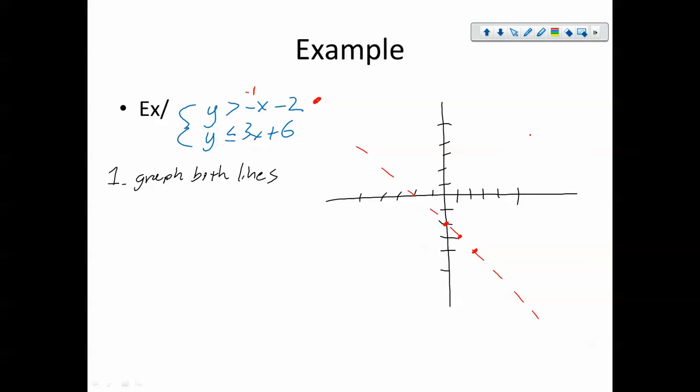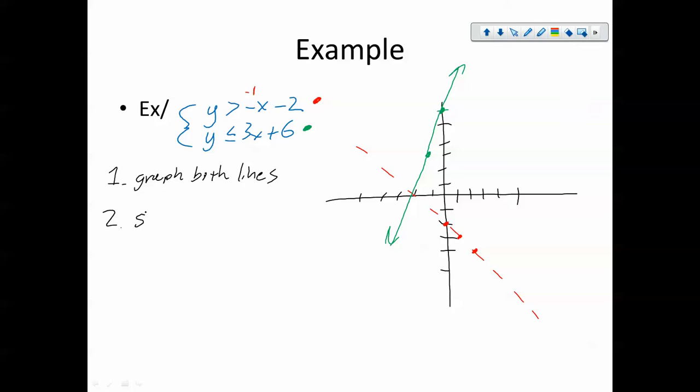Now let's do the other one, and I don't want to do it in blue. Blue's already been used. Let's do green. This is the green line. The y-intercept is 6, 2, 4, 6. The slope is 3. Up 3, right 1 takes me off the graph, so I'm going to go down 3, left 1. Dotted or solid? Solid. There's my 2 lines.